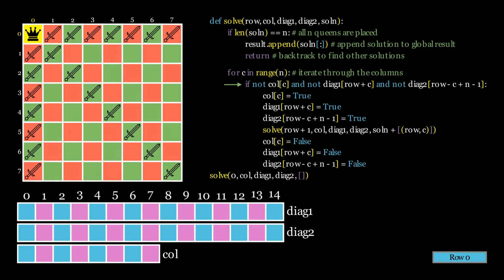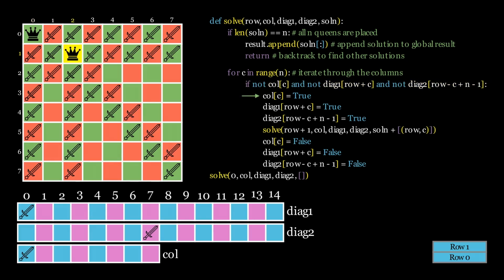If a square is safe, we place a queen there and mark the Boolean arrays as under attack. We recursively call row plus 1 and pass in the current Boolean arrays along with the solution list that has the newly placed queen added. Recursive calls just push on the stack. We then search for the leftmost safe square on the next row to place a queen.